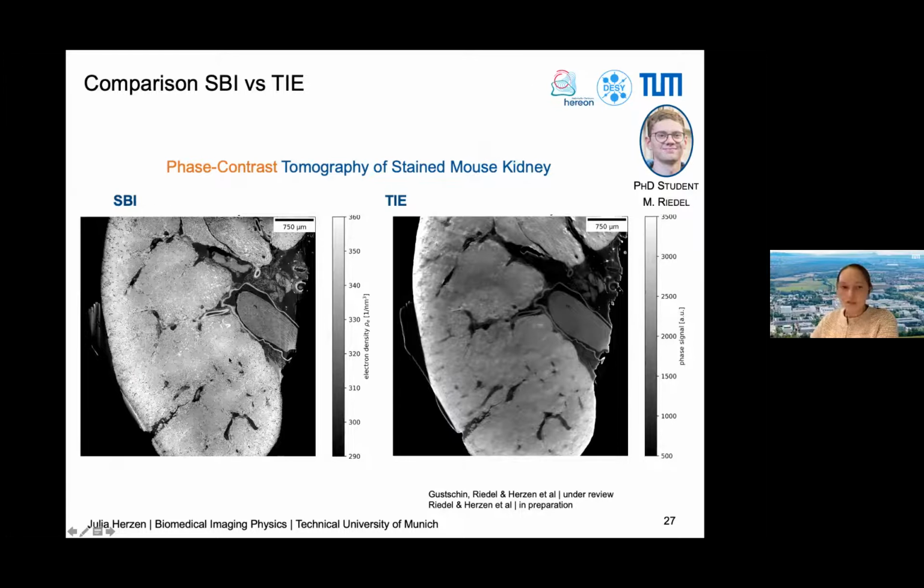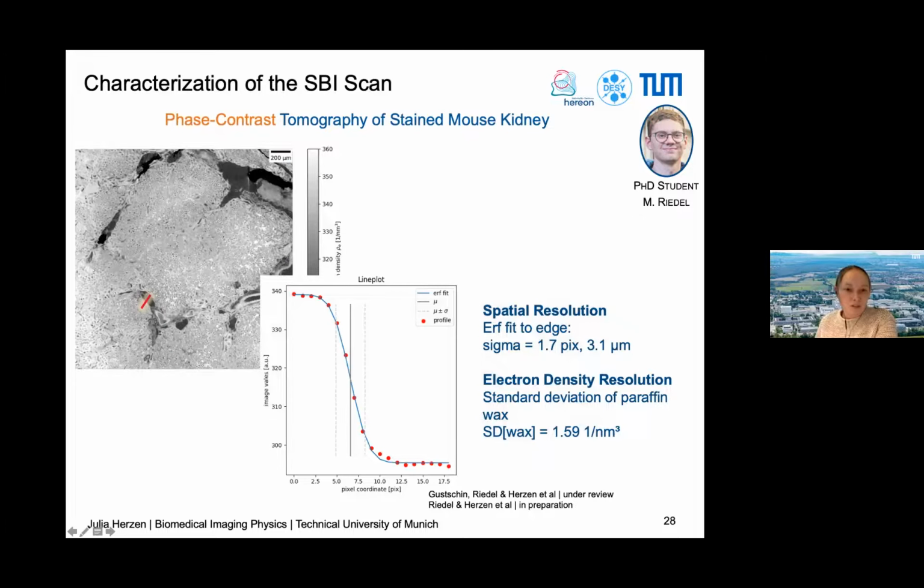And the resolution, so for that, we just looked into one small zoom into this tissue. And then we analyzed the resolution in this scan. And here we achieved the resolution of 3.1 micrometer, which is already very close to the resolution of the imaging system, but still a little bit less than that. But what is impressive is the electron density resolution that we get here. That means what small differences in the electron density we can retrieve with this method. And here we measure this as the standard deviation inside the embedded material. And this was the paraffin or wax.